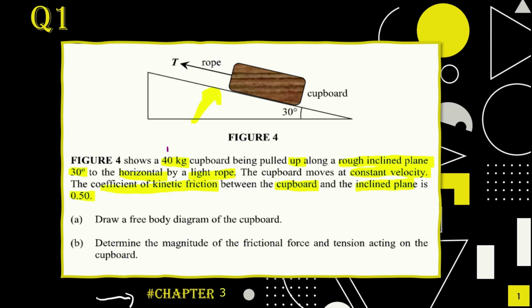So we have mass, we have angle here, and we have mu. And one more thing, the hidden information is from the words constant velocity, which means that our acceleration is equal to 0. So our first question is to draw the free body diagram of the cupboard. And the second question is to determine the magnitude of frictional force and the tension acting on the cupboard. So let us solve A first.